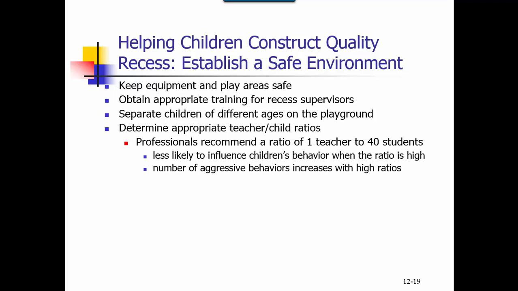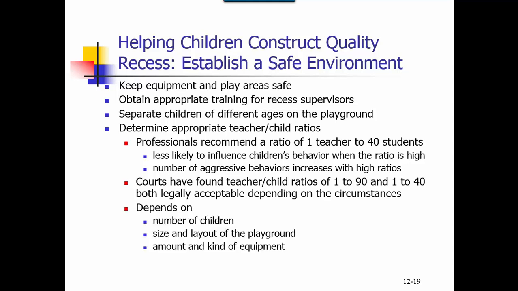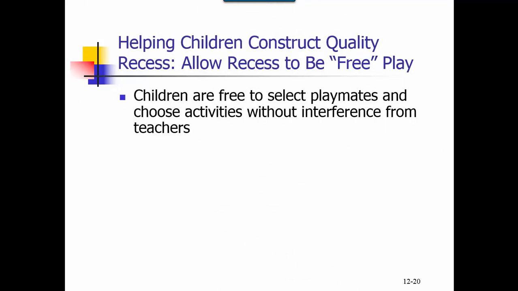Determine appropriate ratio, which recommends 1 teacher to 40 students. And remember that courts have found teacher ratios as high as 1 to 90, but 1 to 40 both legally acceptable depending on the circumstances. It also depends on the number of children, size and layout of the playground, and the amount and kind of equipment. Children are free to select playmates and choose activities.